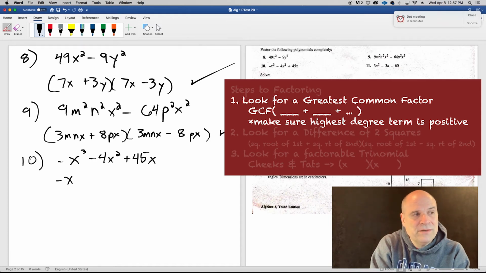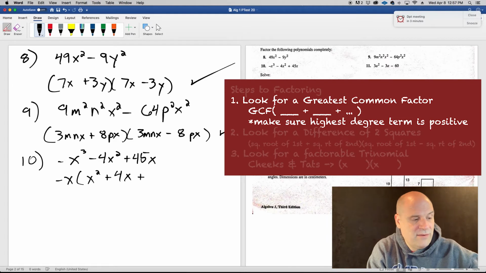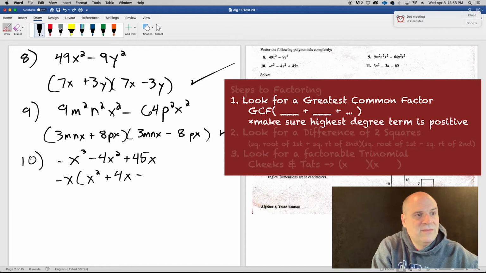This is important. When you take out a negative x, you get rid of that negative sign and it's positive. You take an x away from x cubed and it's x squared. You take a negative away from a negative and it's positive, and then there's 4, and then x. Okay, take a negative x out of positive 45x, and you get a negative 45.